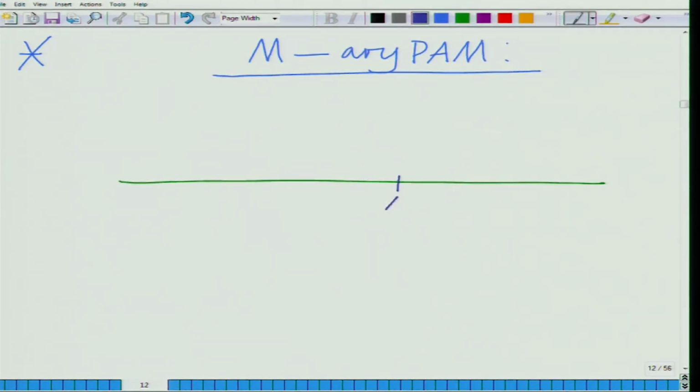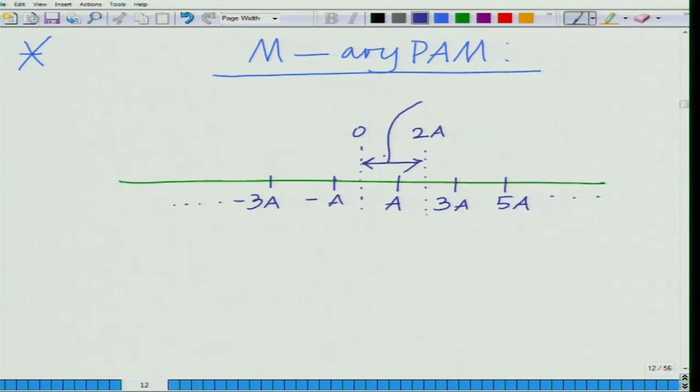That is the set of cases, optimal decision rules, and what we have seen is the following. For all interior points, we use the nearest neighbor rule. That is, if RT lies in the region between 0, which is the midpoint of minus a comma a, and 2a, which is the midpoint of a comma 3a, the decision is that A naught is equal to A.